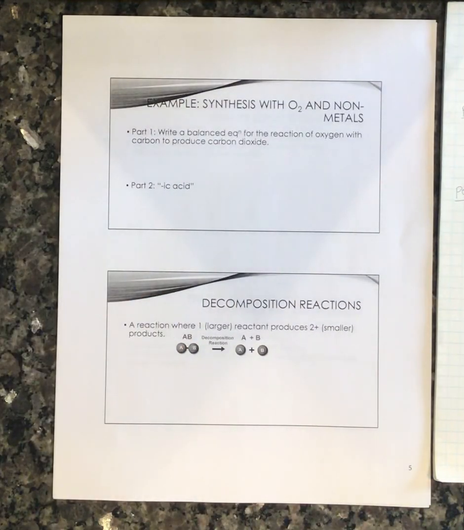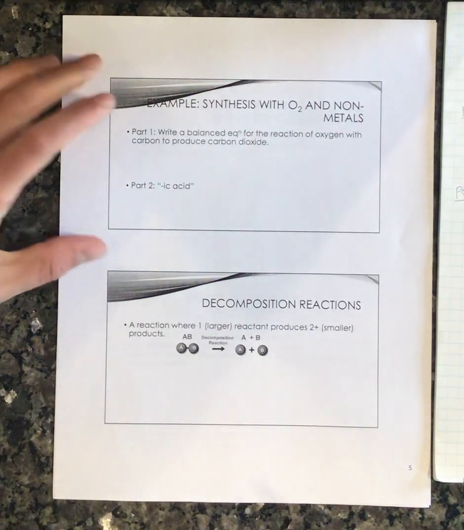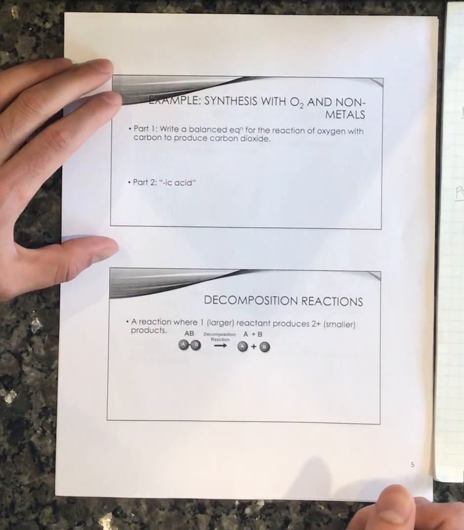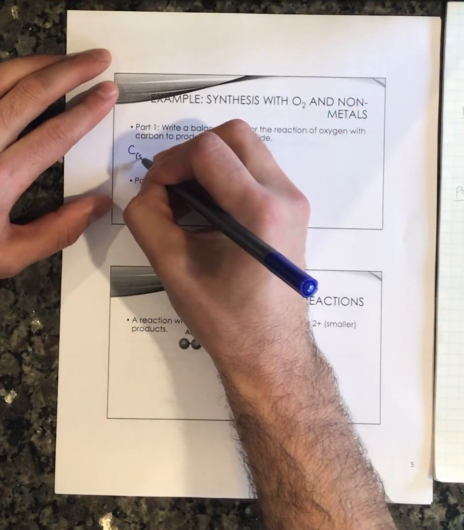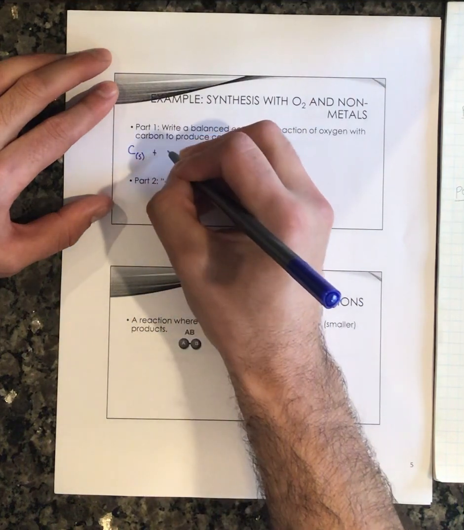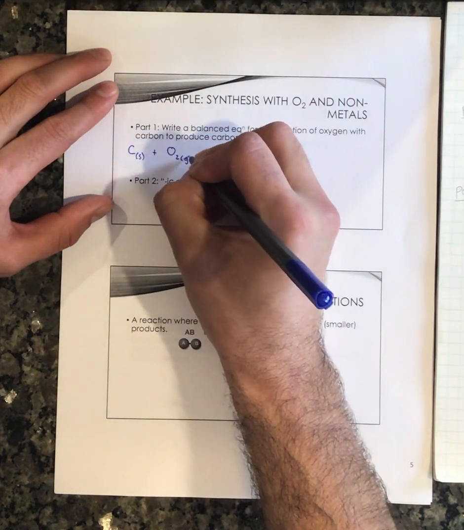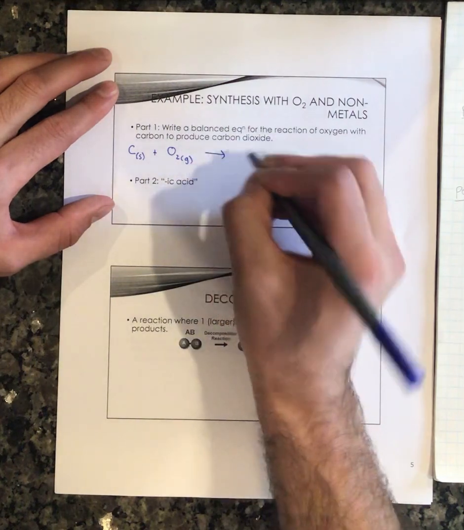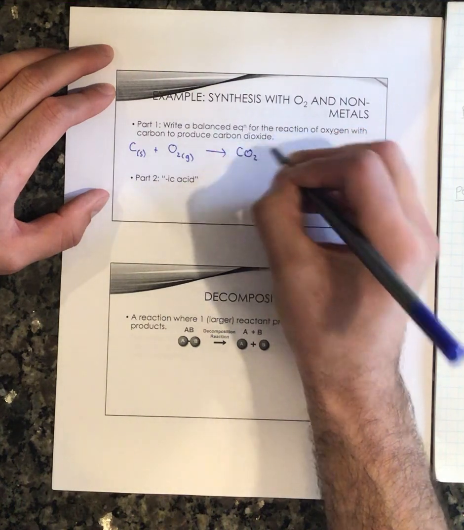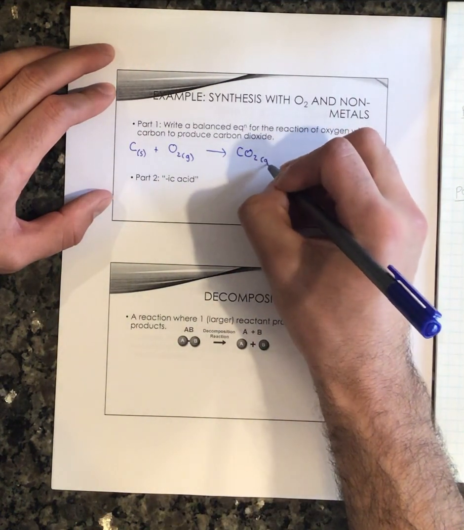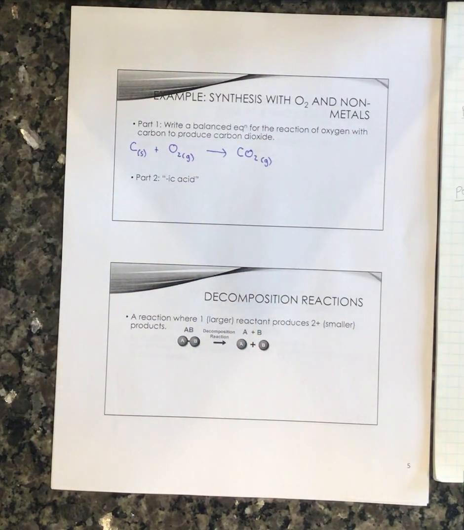our part 1. We're going to write a balanced equation for the reaction of oxygen with carbon to produce carbon dioxide. As you can see, I'm telling you which one you're making here. Carbon is a solid nonmetal, and we're mixing it with oxygen, our diatomic molecule, to make carbon dioxide. Di means 2, so we're making CO2, and carbon dioxide is what we breathe out, so you should know that it is a gas. This one's nice because you don't have to balance anything, so we can move on to part 2.